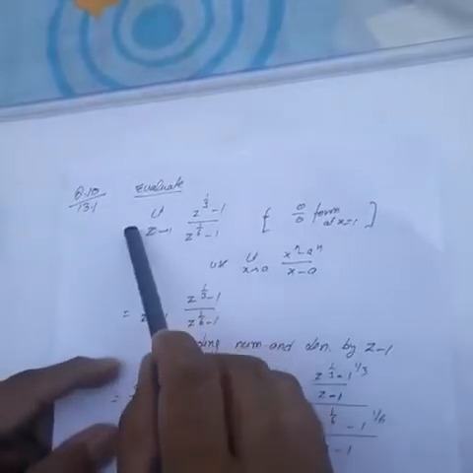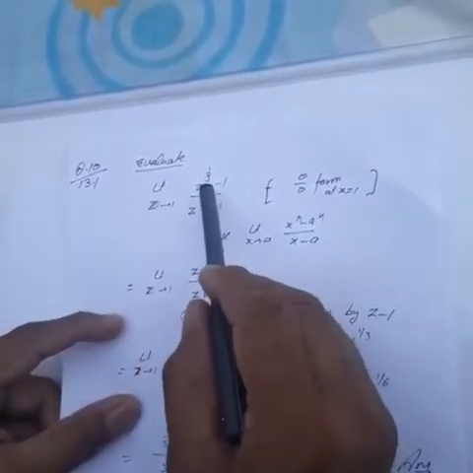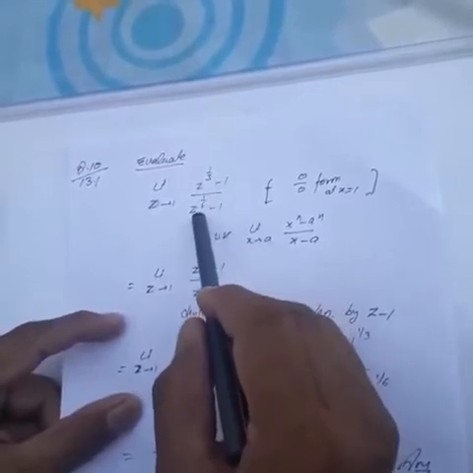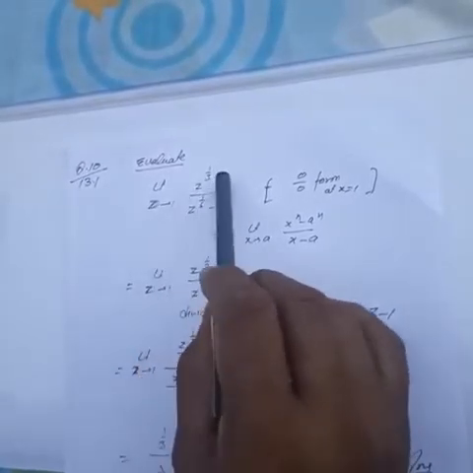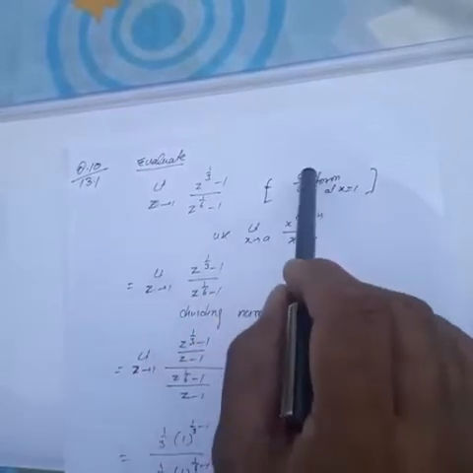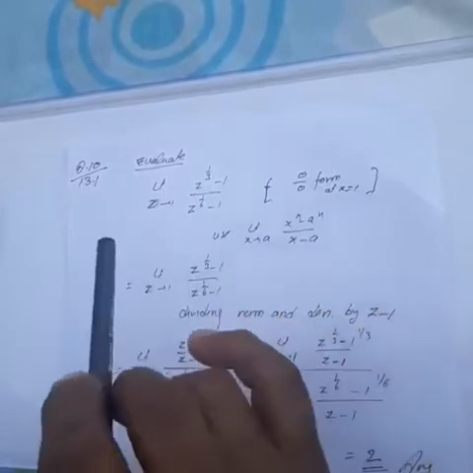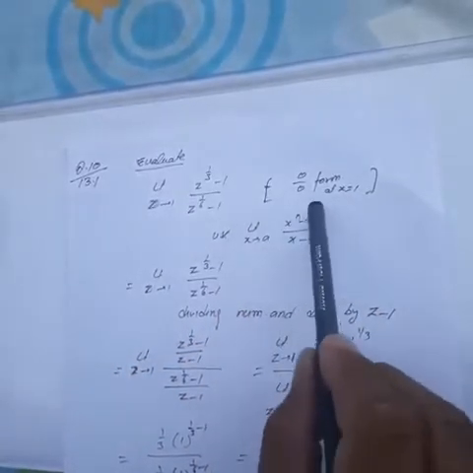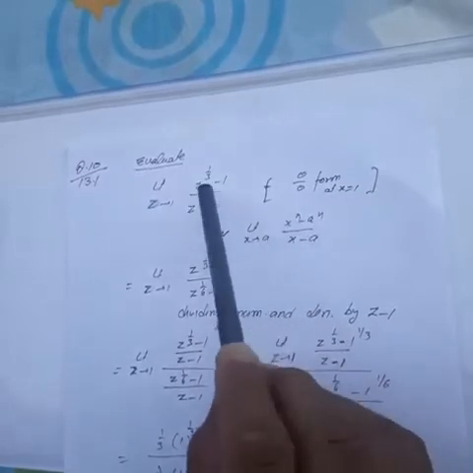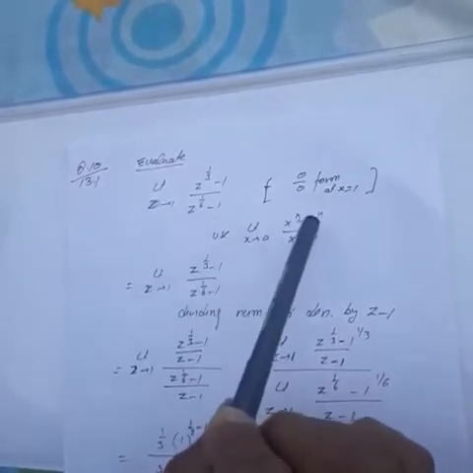Question number 10. Limit z tends to 1, z raised to the power 1 by 3 minus 1 upon z raised to the power 1 by 6 minus 1. At z equal to 1, this function is 0 upon 0, means indeterminate form. It means we need simplification. To use this formula, this standard form, so this question is not in the standard form, so we will reduce it to standard form.